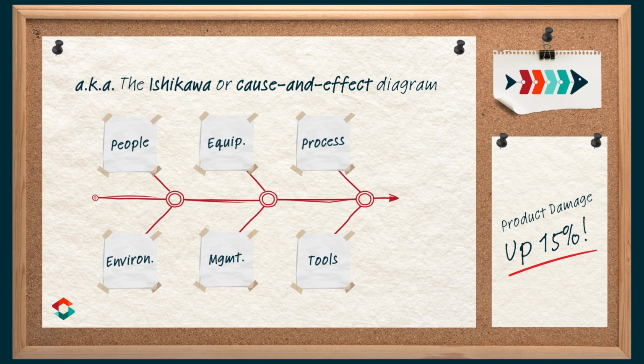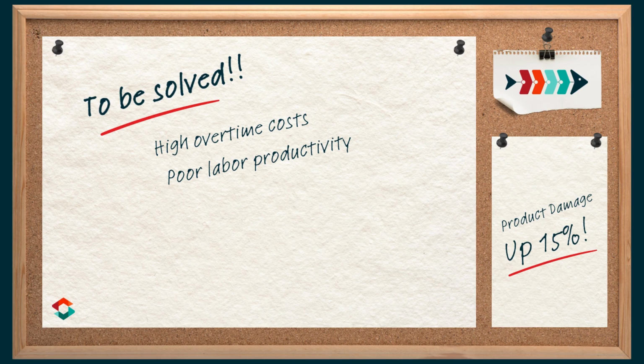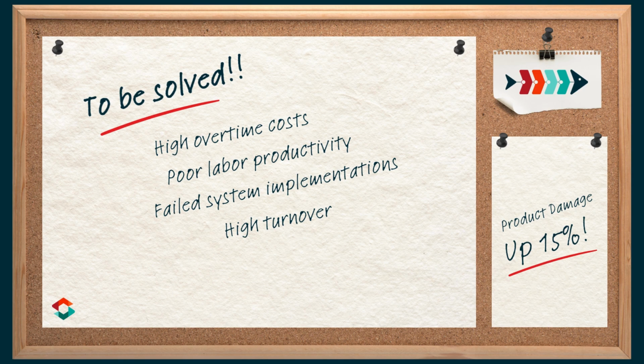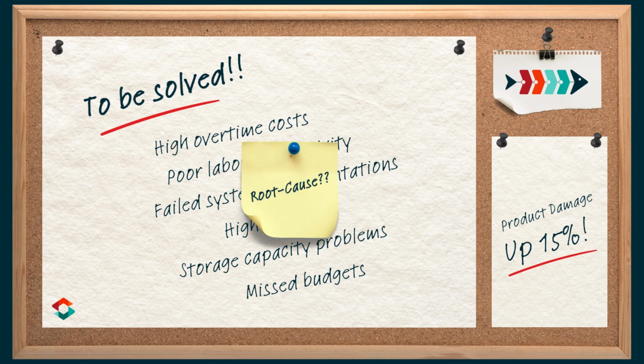We're going to tackle issues like high overtime costs, poor labor productivity, failed system implementations, high turnover, storage capacity problems, missed budgets. In each case, we won't stop at symptoms. We'll keep digging until we reach the root causes and give you practical ways to take action.